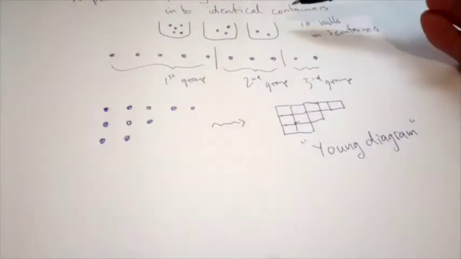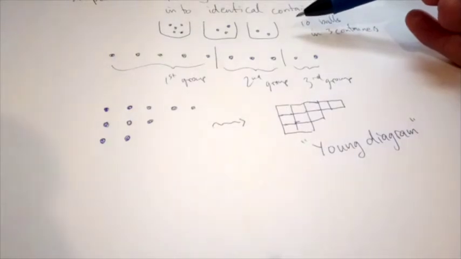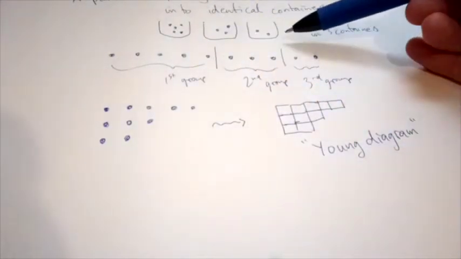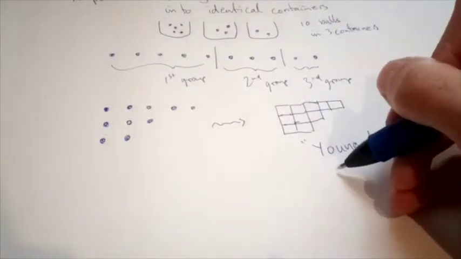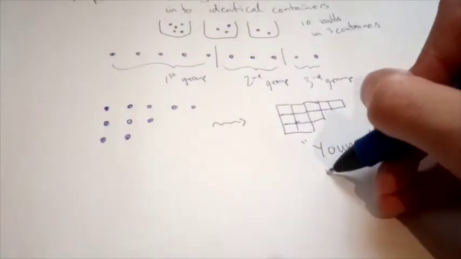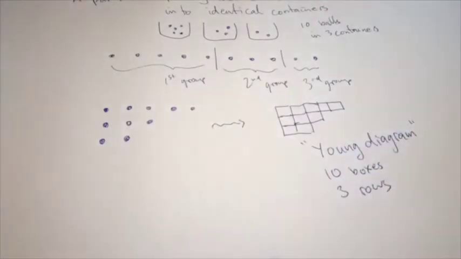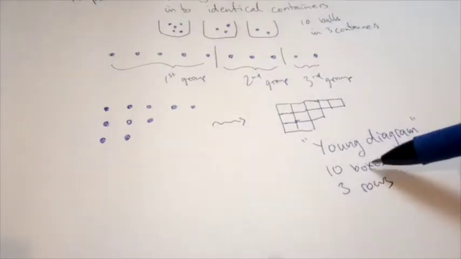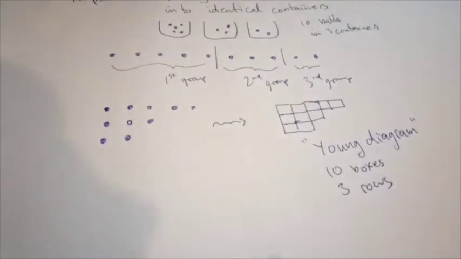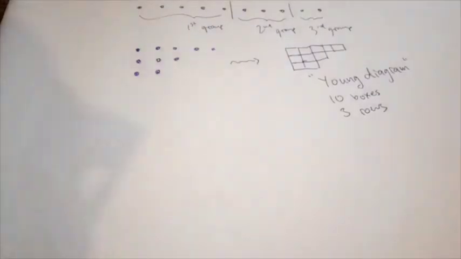So if we want to count this type of problem where we split up identical balls into identical containers, count the number of ways it's possible to do this. So I have 10 balls and 3 containers. I want to know how many ways can I draw a 10 box, 3 row Young diagram. And you can change this for any number of boxes with any number of rows. Okay, so the general problem is this.